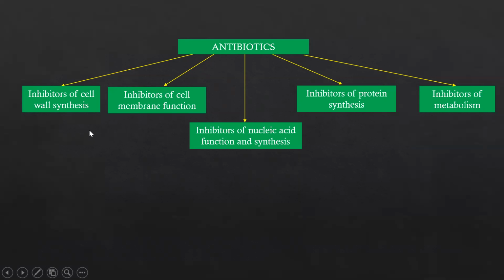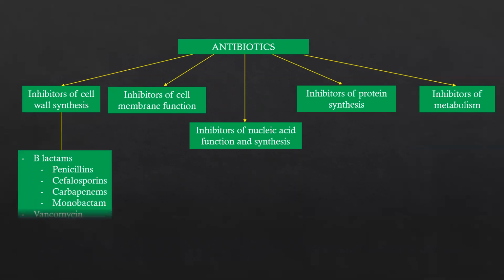But for now, we will discuss the inhibitors of cell wall synthesis as well as the inhibitors of cell membrane function. Examples of antibiotics that belong to cell wall synthesis inhibitors are the beta-lactam antibiotics and vancomycin. Beta-lactam antibiotics are penicillins, cephalosporins, carbapenems, and monobactams. For the inhibitors of cell membrane function, we have a special antibiotic called daptomycin.